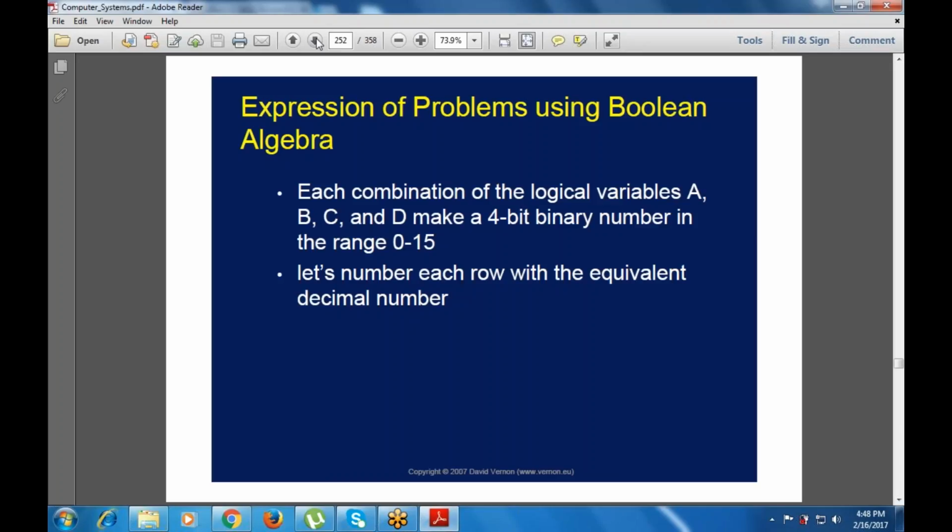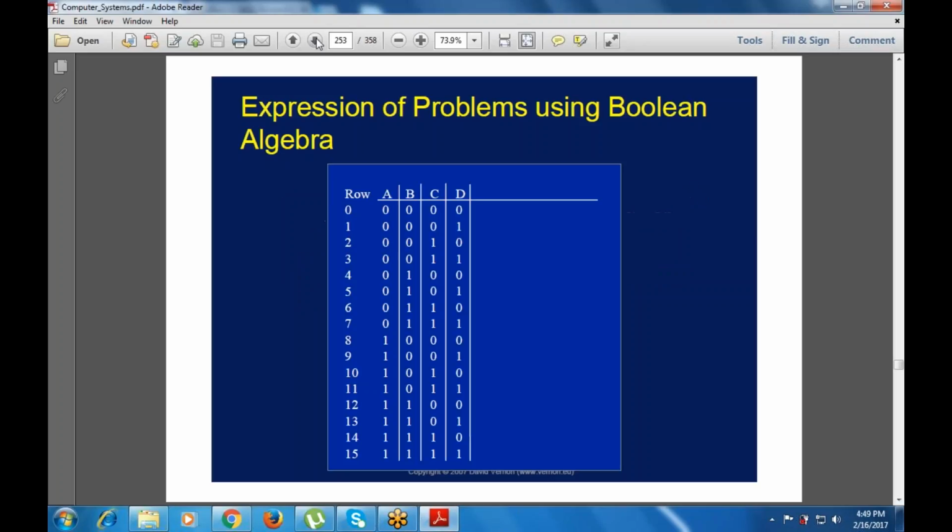Then each combination of the logical variables A, B, C and D makes a 4-bit binary number in the range 0 to 15. Let's number each row with the equivalent decimal numbers. This is row 1. Sorry, row numbering starts with a 0. So we have a total of 16 rows that start with a 0 and end with a 15. So there are rows 0 till 15, and there are a total of 4 columns available over here.